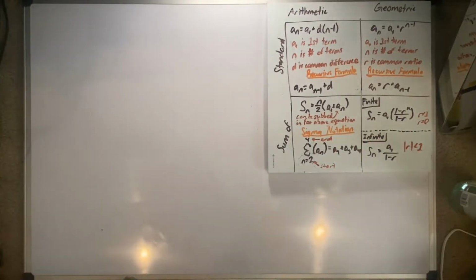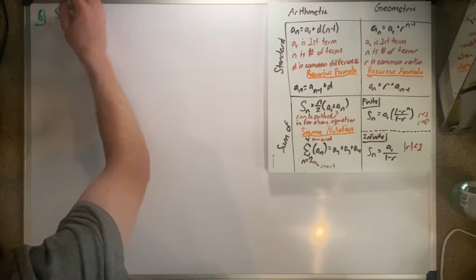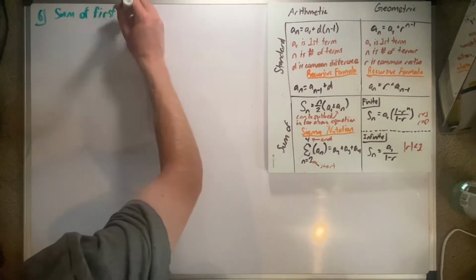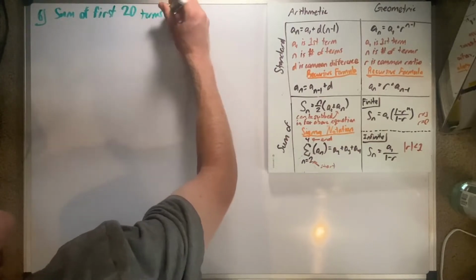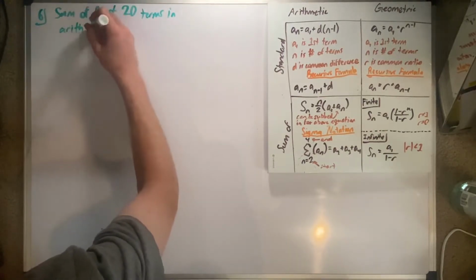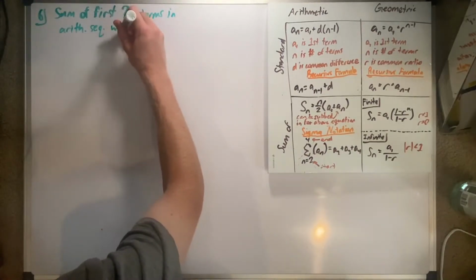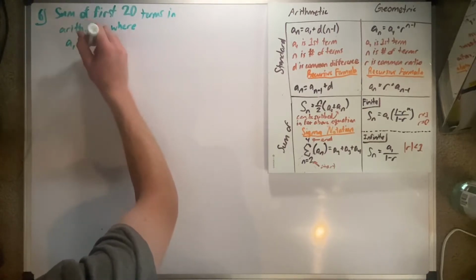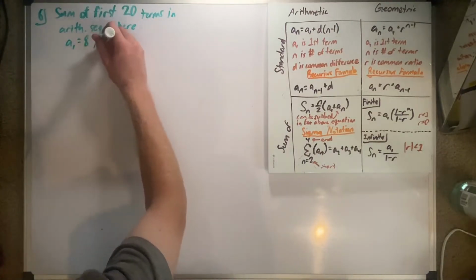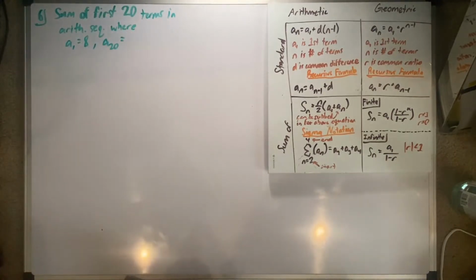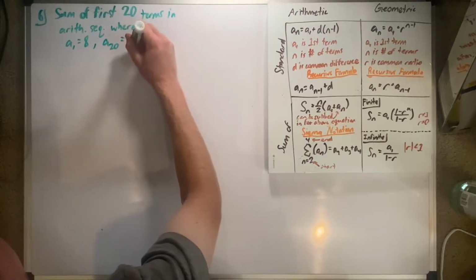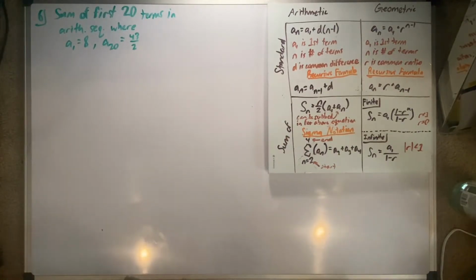Okay, now we'll go on to number 6. Sum of the first 20 terms in an arithmetic sequence, where A1 is equal to 8 and A20 is equal to 43 over 2.